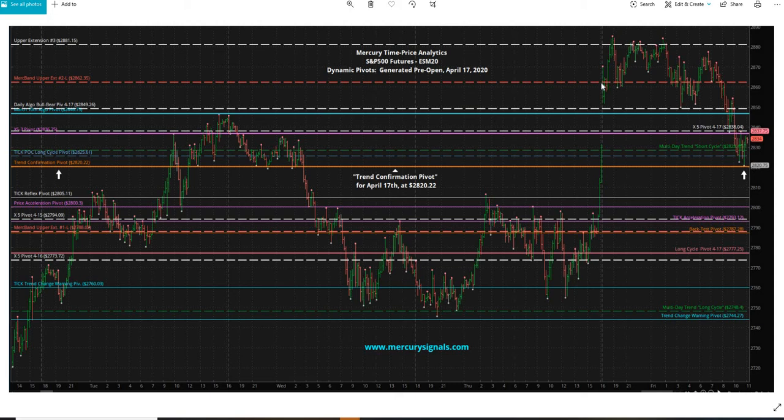At 5 o'clock when the futures close, I take all the data for the day. We put it into our computer system and it generates what we call Mercury bands, and the Mercury bands are long cycle pivots. The Mercury band levels are distributed to our members, and they're also overlaid on the chart here so that our members can see the live chart.